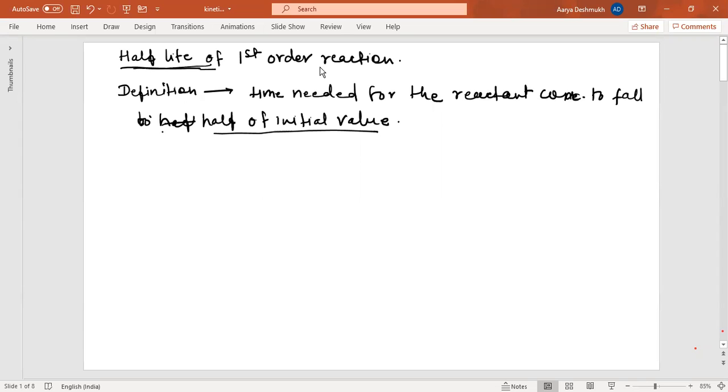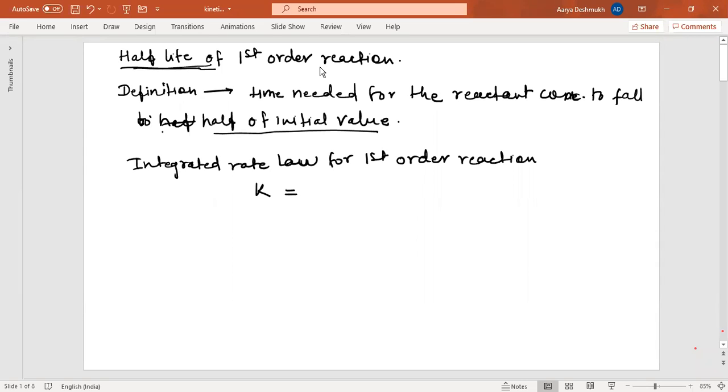Okay. Now we know from the earlier lecture the integrated rate law for first order reaction. So you need to remember these equations. You will need to learn these equations carefully. Then only you will be able to solve the MCQs based on this, or the numericals, or both. So this is the integrated rate law for the first order reaction.